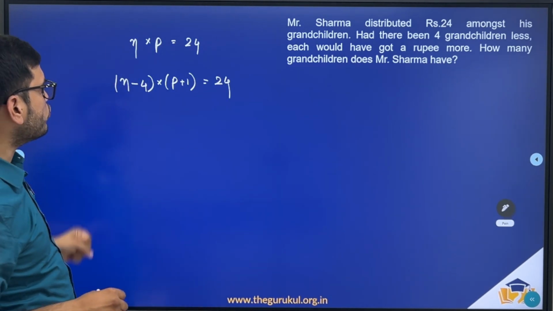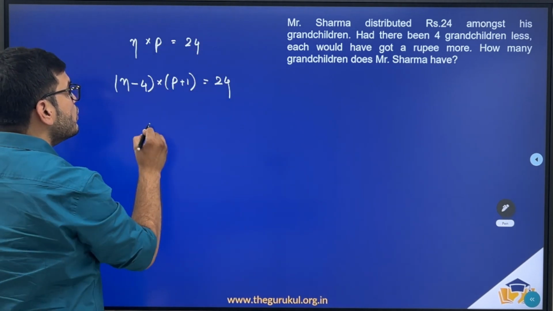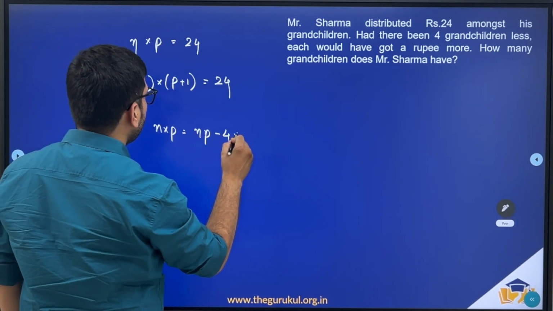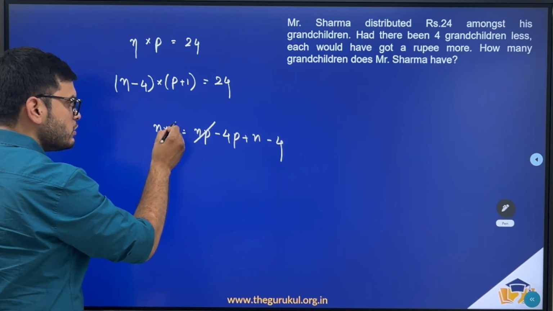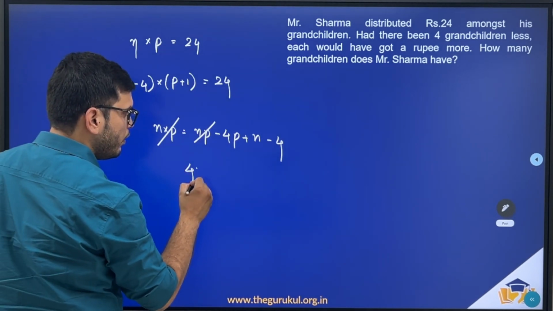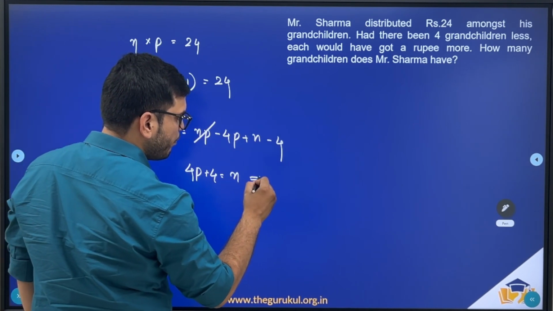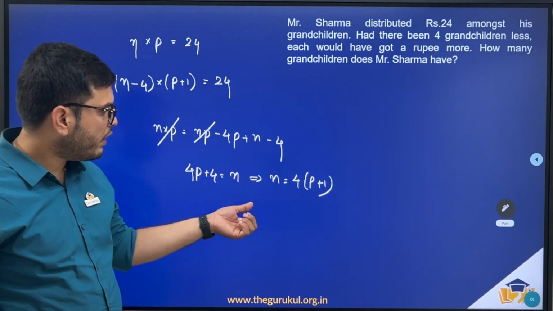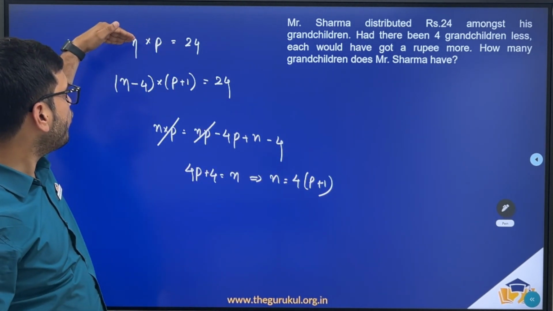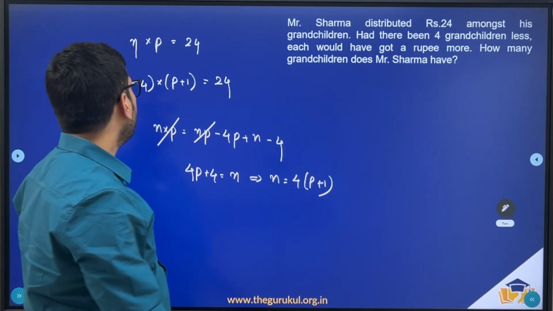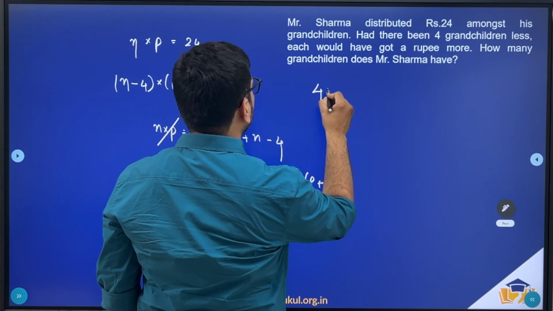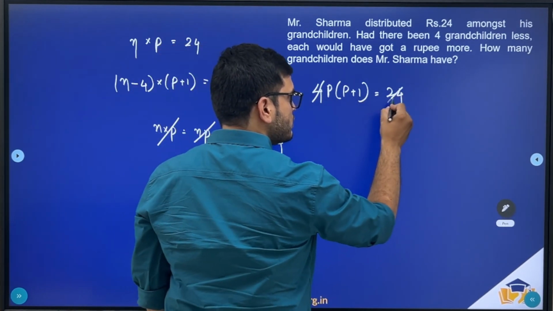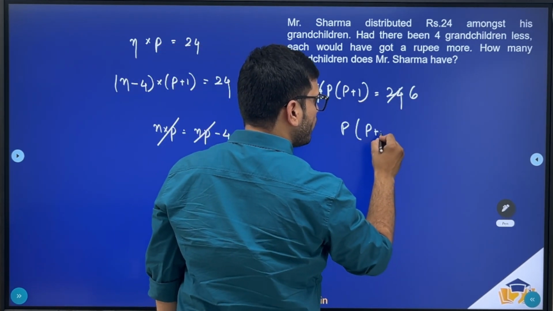Now first let me equate these two, because the right hand sides are equal. So n into p is equal to, if I expand this, np minus 4p plus n minus 4. Now I can cancel these two, right? Or 4p plus 4 is equal to n, or this implies n is equal to 4 into p plus 1, right? Now we have n in terms of p. Now let me substitute the value of n as 4 into p plus 1 here. Then you'll be having 4 into p plus 1 is equal to 24. Now this is 6. So you have p into p plus 1 is equal to 6.